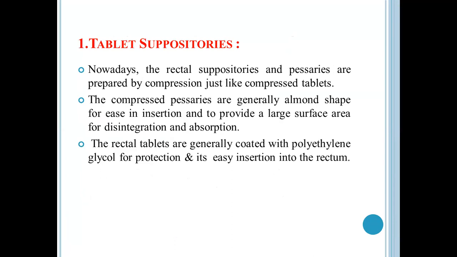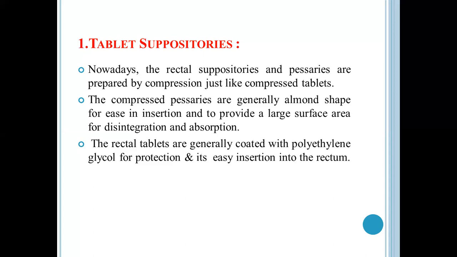Nowadays, rectal suppositories and pessaries are prepared by compression, just like compressed tablets. We have already discussed this in the manufacturing of tablets, which includes dry granulation, direct compression and wet granulation. Some tablets are prepared by direct compression, and like that, these tablet suppositories are prepared by direct compression. The compressed pessaries are generally almond shaped. Almond, do you know? Yes, ma'am. Some compressed pessaries are generally almond shaped for ease of insertion.